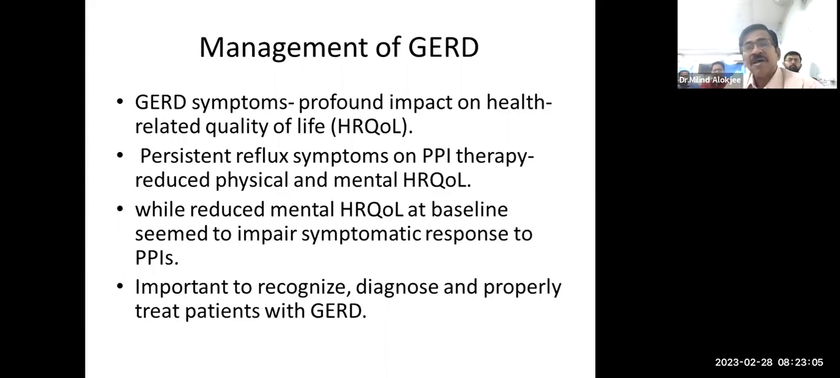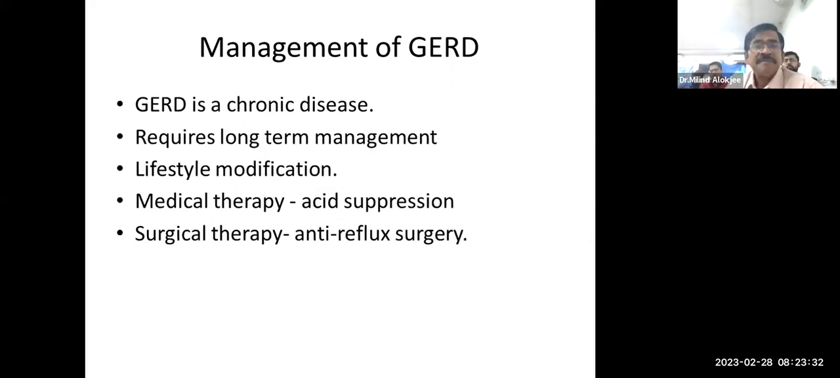So how to manage reflux disease? GERD is very common in Western countries, and it has a tremendous impact on health and quality of life. With persistent reflux symptoms on PPI therapy, the patient has reduced physical and mental health and quality of life. So this is an important disease which has a social impact in the form of cost for the patient and for the society also. So GERD is a chronic disease.